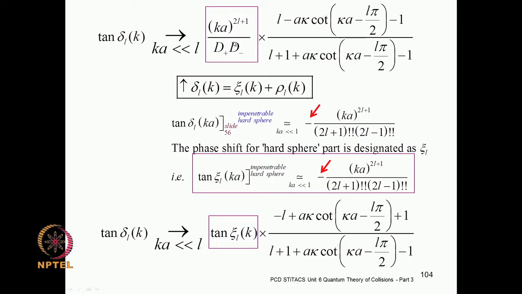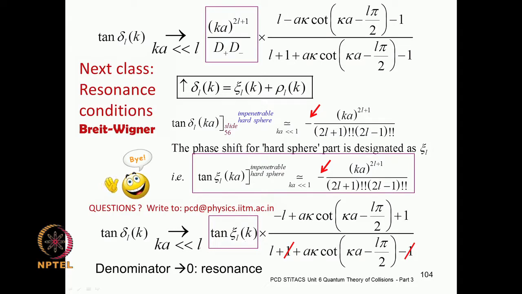So instead of this, you can write this tan of xi because it is the same except for the minus sign, and that minus sign you accommodate in the second term by making this L as minus L. Instead of this minus a kappa cotangent function, I have got a plus a kappa cotangent function, and instead of this minus 1, I have got a plus 1. So I have adjusted the minus sign over here. So you have this net expression for the phase shift in which you have one part coming from the hard sphere, impenetrable sphere, and the remaining part is coming from the dynamics of the actual potential.